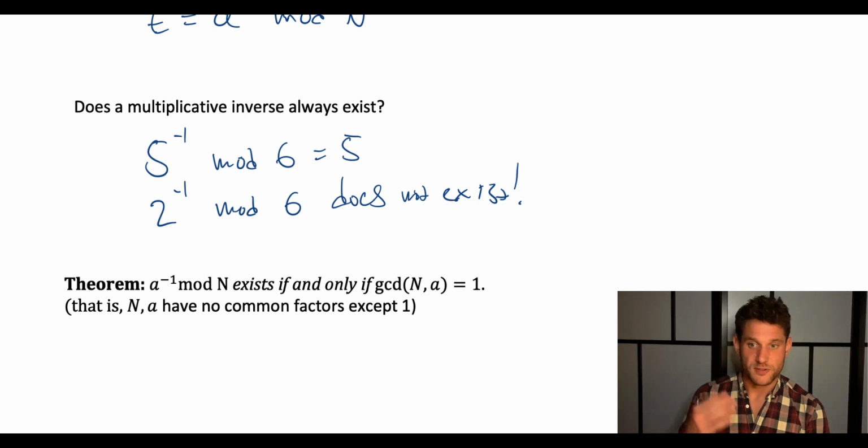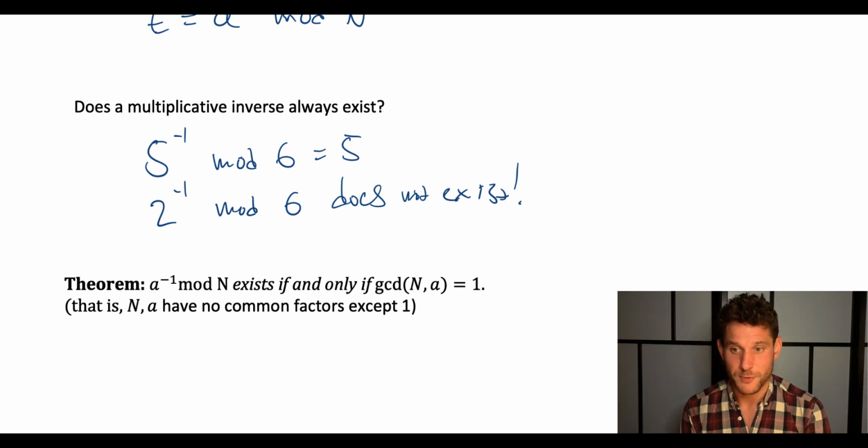So we notice that 5 does have a multiplicative inverse mod 6, because the multiplicative inverse of 5 is 5 itself. But we notice that 2 does not have a multiplicative inverse mod 6. Why? Because 2 and 6 have a common factor, and that's 2. 2 divides both 6 and 2. 5 and 6 do not have a common factor. No integers other than 1 divide 5 and 6 together.